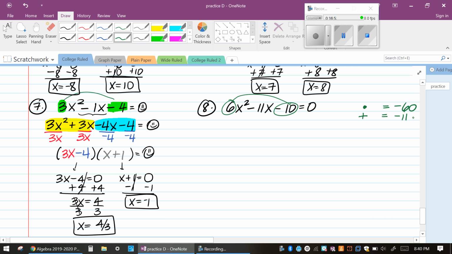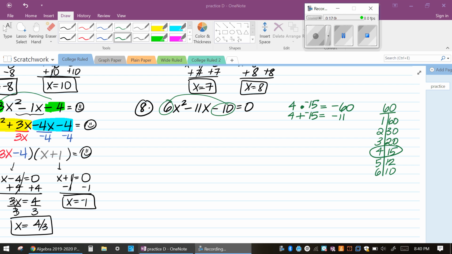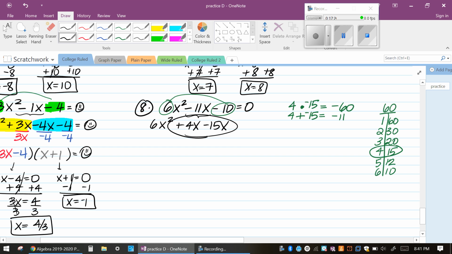So take a minute, list all the factors of 60, and find two numbers that will add or subtract to -11. Pause the video now if you haven't found them yet. The correct numbers are 4 and -15. Since the leading coefficient is not a 1, I am going to factor this by splitting the -11x into a positive 4x and a -15x. Remember, those are the numbers that came from this.